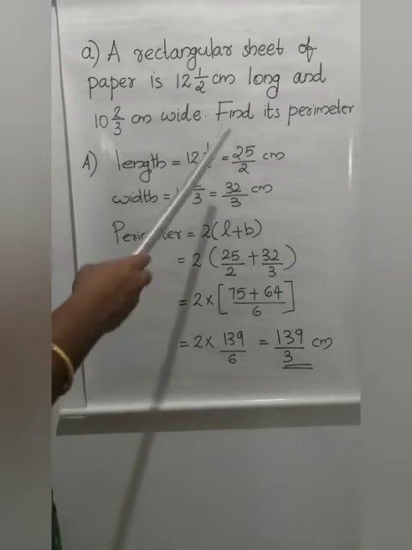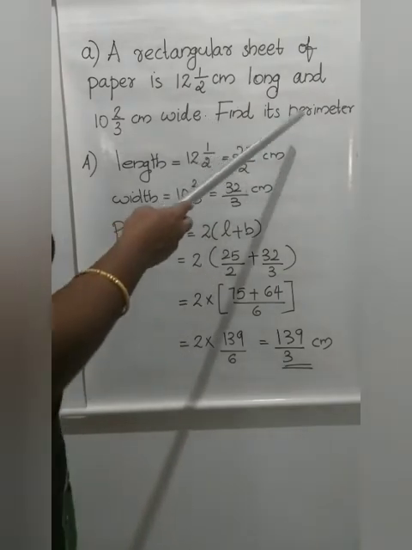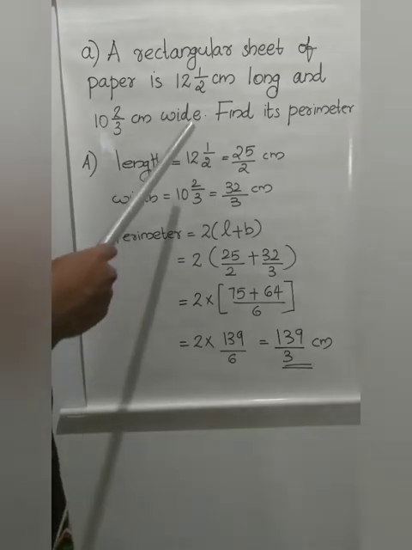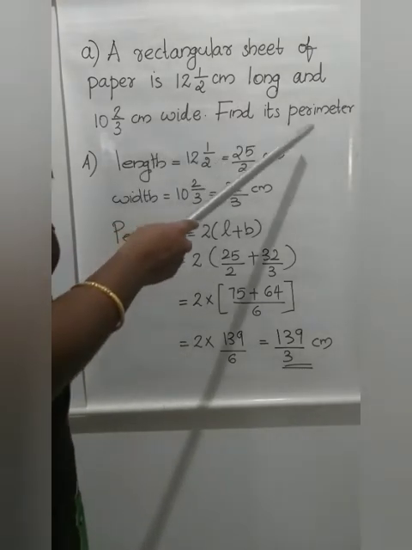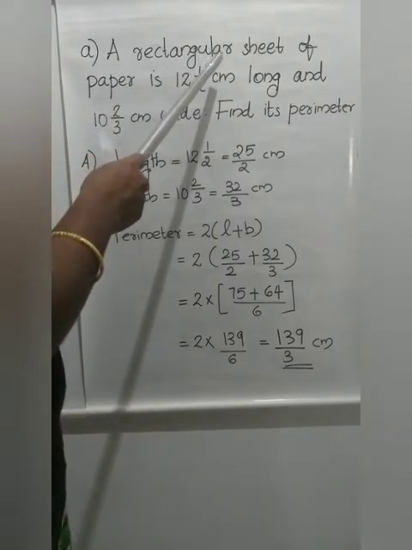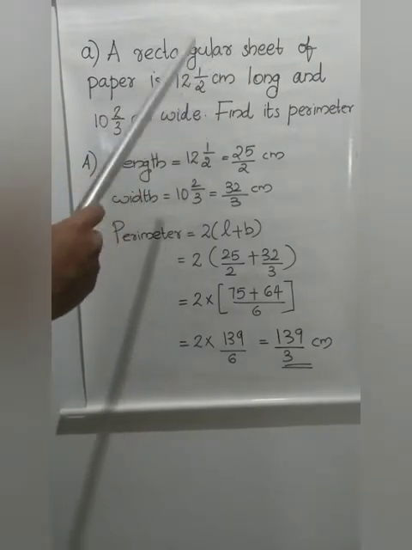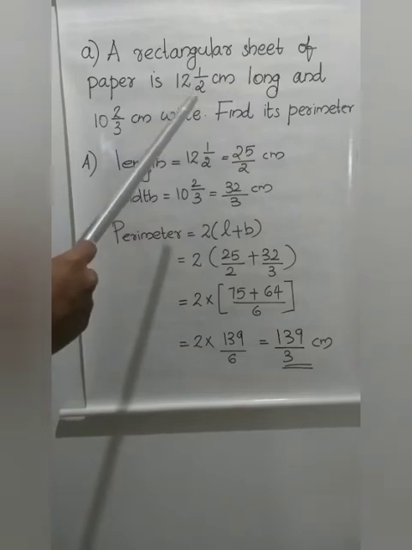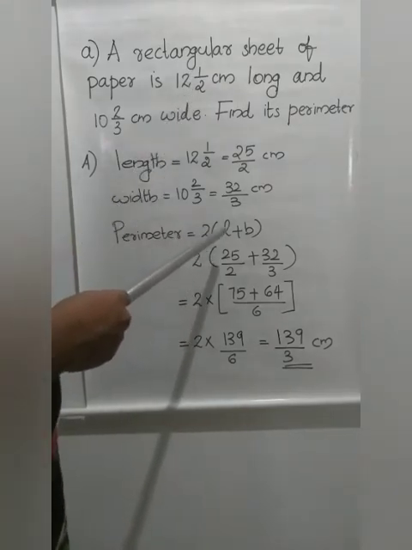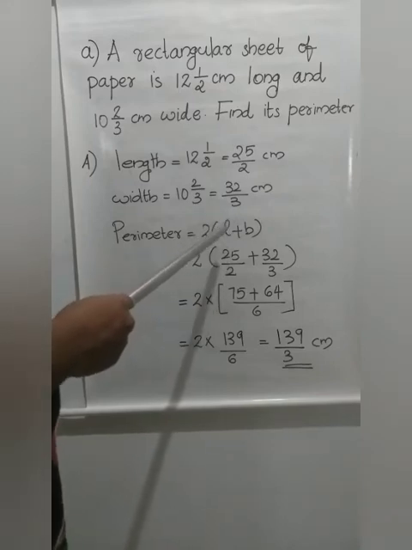So, what is the question? Find its perimeter. The length and width are given in the question. We have to find its perimeter. What is the shape of the paper? Rectangular. So, you have studied what is the perimeter of a rectangle. What is the perimeter of a rectangle? 2 into (length plus breadth). That we are applying here.